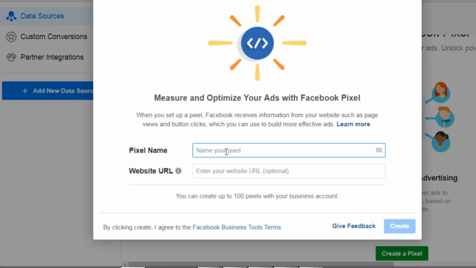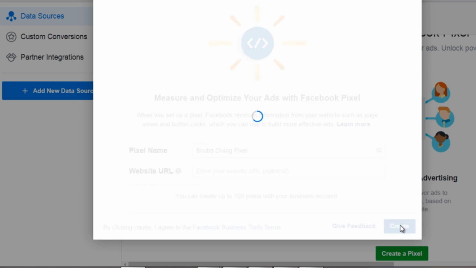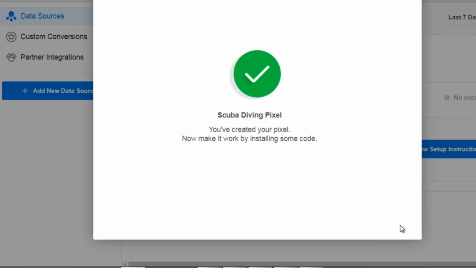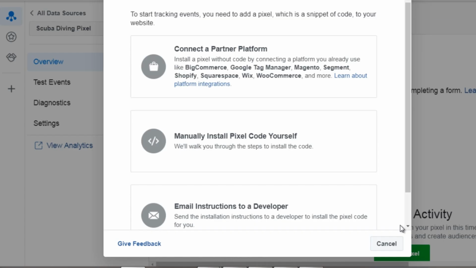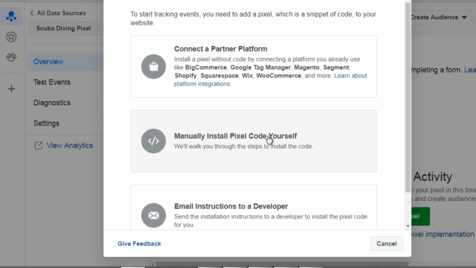And the next thing we'll do is click on pixel name. So we'll call this scuba diving pixel. You can enter their website URL if you want to, but you don't have to. It's optional. Click create. And Facebook will create the pixel. Now it's time to get the pixel.